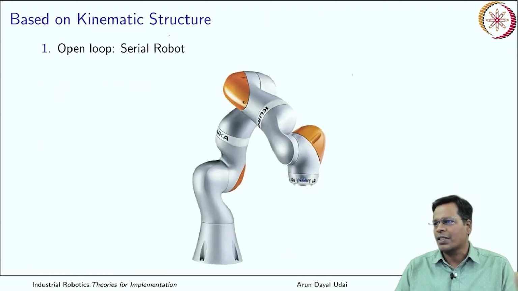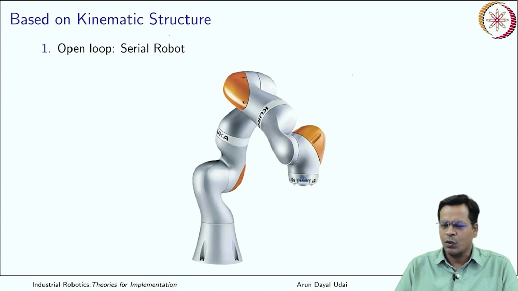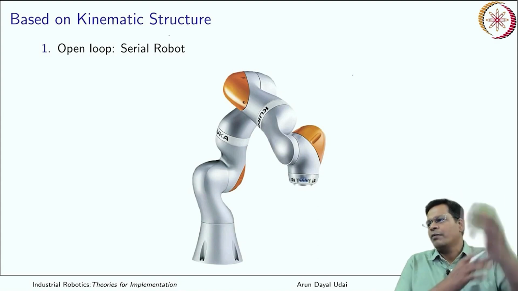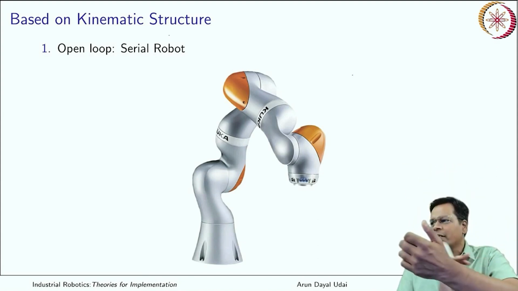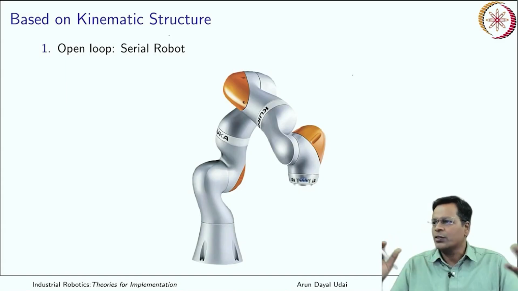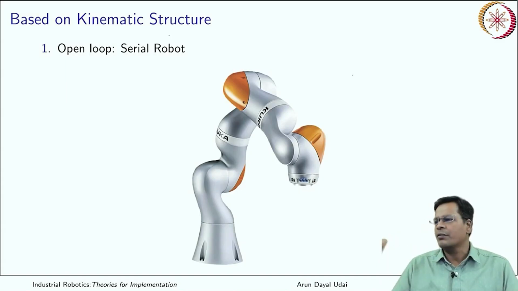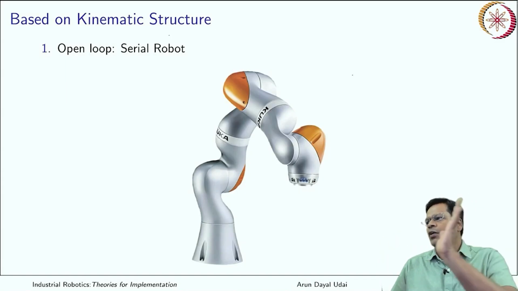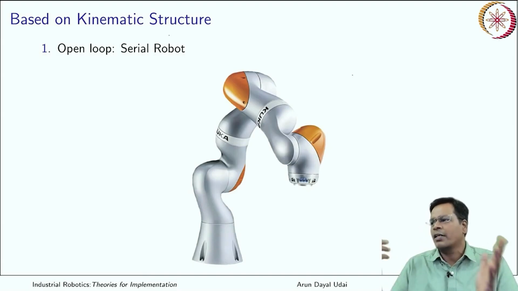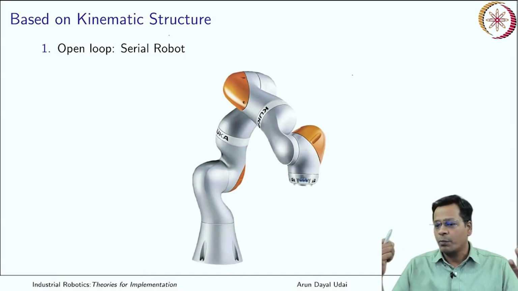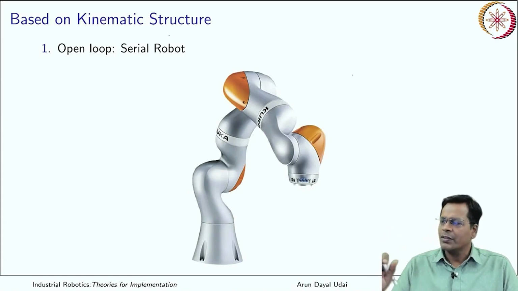Based on the kinematic structure, you can further classify the robot. One of them is the open loop serial chain robot. Serial chains are nothing, as I have just told, it is just like your arm. You have a link, you have a joint, again a link, another joint, a link and a joint, so on and so forth. Finally it terminates with a flange. Flange can have a gripper or any tool which the robot should have to perform a particular kind of job. Got it? So that is a serial robot.